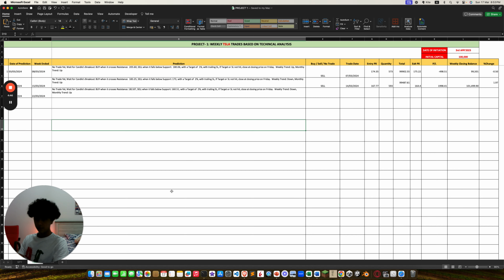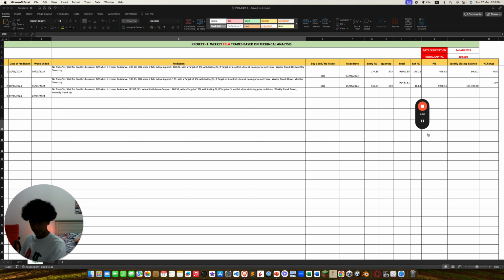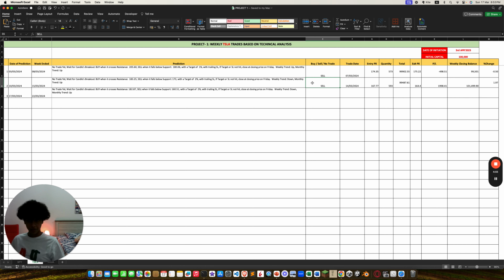So finally, if we switch over to the Excel sheet here, and this is already loaded with Tesla, so let me move this. We can immediately see that last week's sell signal was quite profitable. We actually ended up making a 1.97% profit, which in a raw amount is 1,998.41, and that brings our balance up to 101,499.90. So from the initial, we have a total of 1.49% profit. Considering the loss last week, this definitely makes sense.